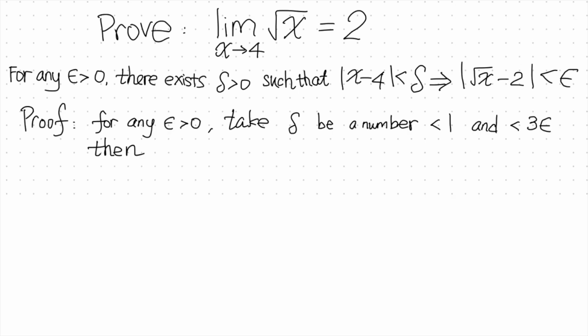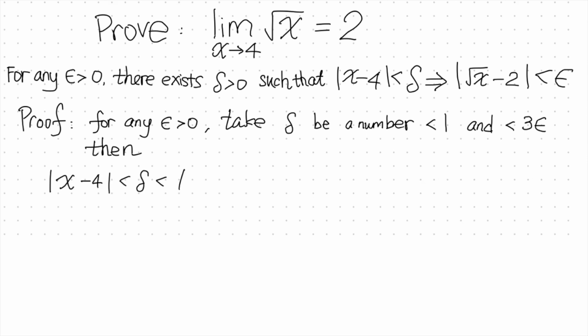For any epsilon greater than 0, take delta to be a number that is both less than 1 and less than 3 epsilon. I didn't tell you how I found this delta. You might be able to see how this delta is found through the proof, but to prove something like this, we don't really need to show people how we find the delta.